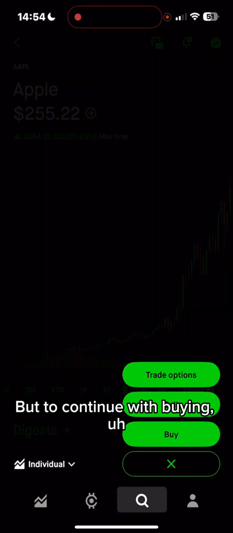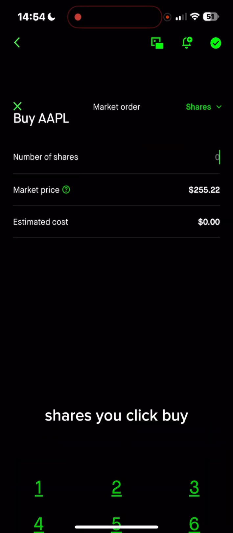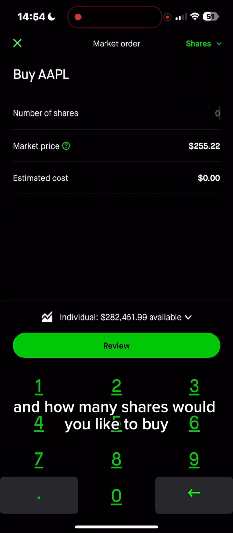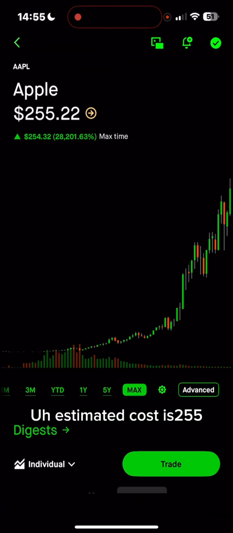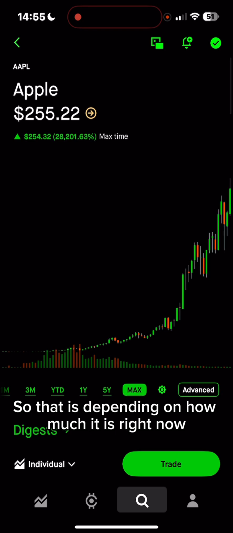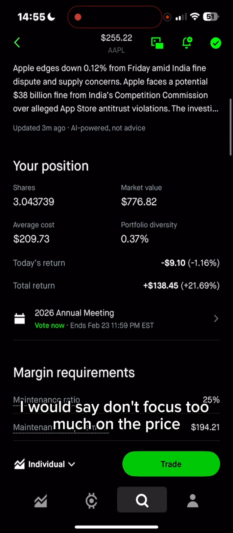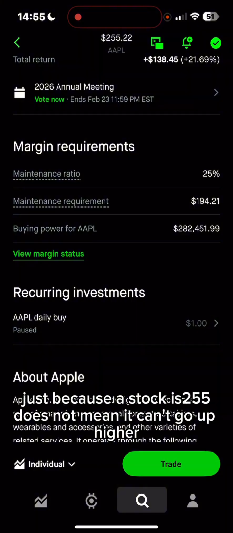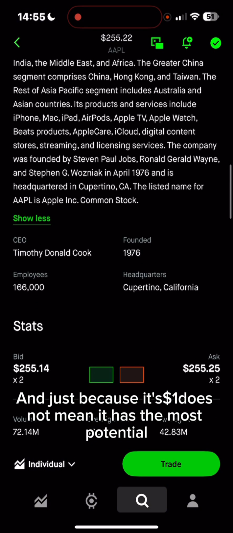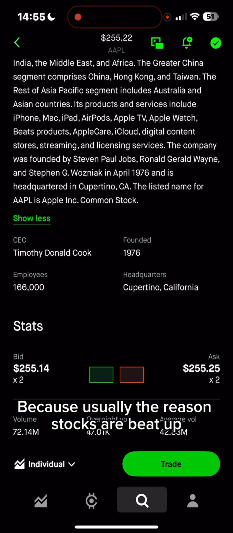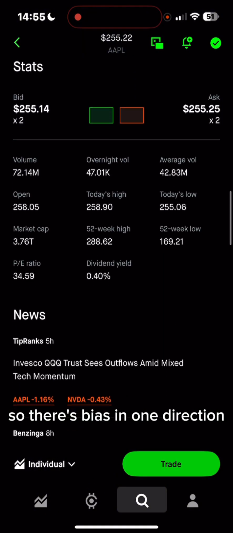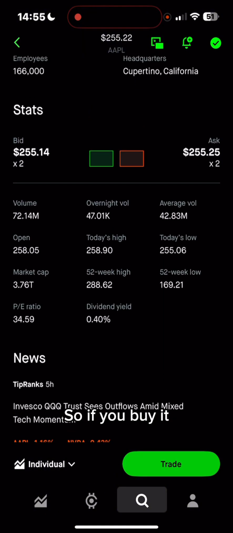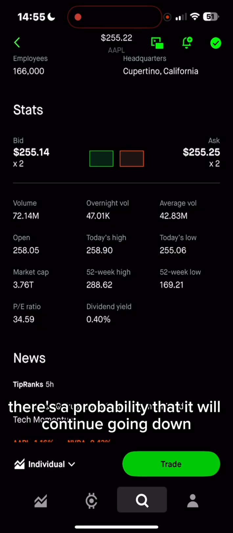But to continue with buying shares, you click buy, and how many shares would you like to buy? So we can start with 1 share. Estimated cost is 255, so that is dependent on how much it is right now. I would say don't focus too much on the price. Just because a stock is 255 does not mean it can't go up higher. And just because it's $1 does not mean it has the most potential. Because usually the reason stocks are beat up is because they're struggling. So there's bias in one direction. So if you buy it, there's a probability that it will continue going down.